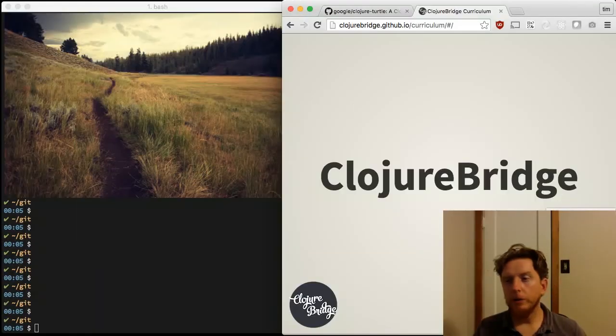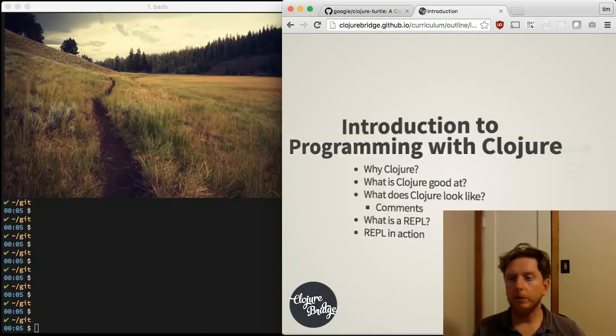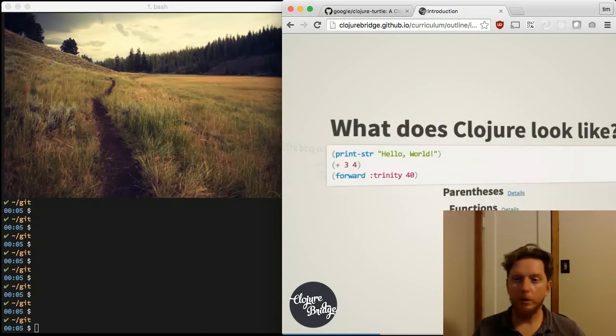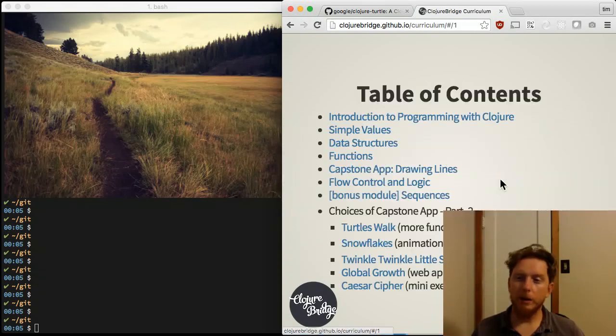If you are learning or teaching Clojure, ClojureBridge has an excellent curriculum online. It contains setup instructions, slides, and exercises. The slides provide an introduction and overview of Clojure syntax and concepts. One of the exercises is Turtle's Walk.